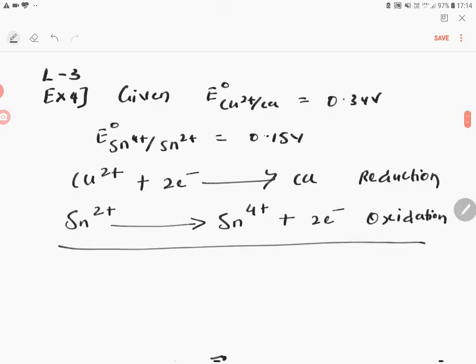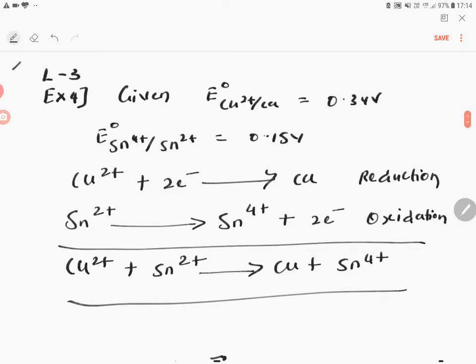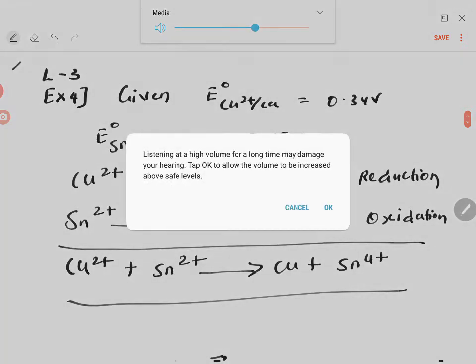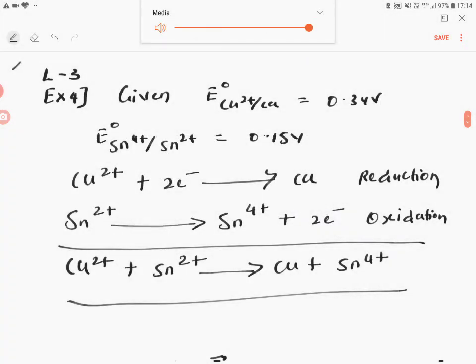So here when we write the overall equation, we will get Cu2+ + Sn2+ giving you Cu + Sn4+. Is it not? So here electrons are cancelled completely. Therefore, n value is equal to 2.